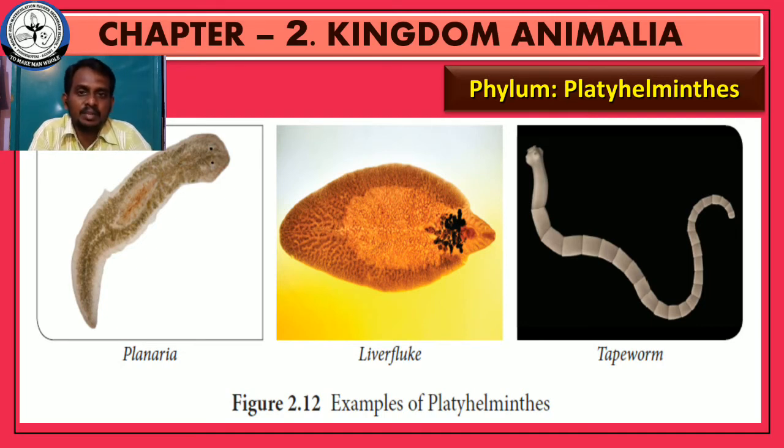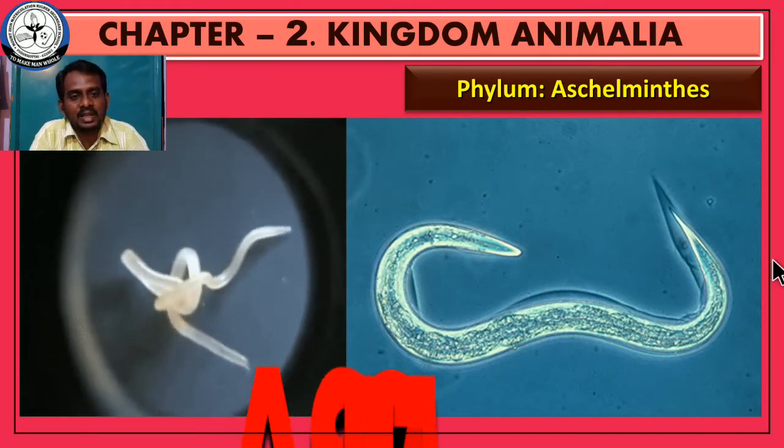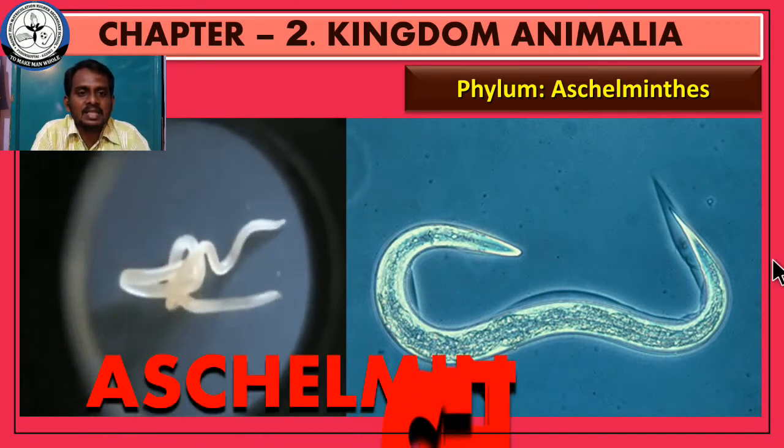And in Platyhelminthes, this is the first triploblastic animal. For the first time, the organ system level of organization is seen in this animal. For the first time, the excretory structure, that is the flame cells, is also seen in phylum Platyhelminthes. These are the concepts we discussed in the previous class. And in this class, I am going to teach about another phylum, phylum Aschelminthes.